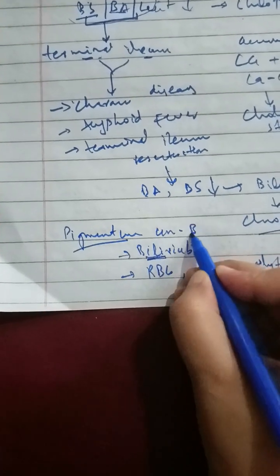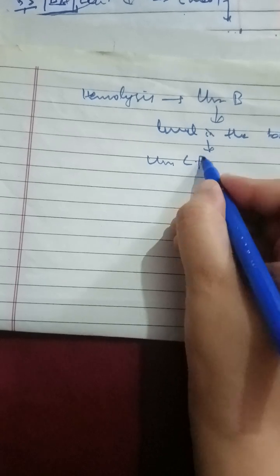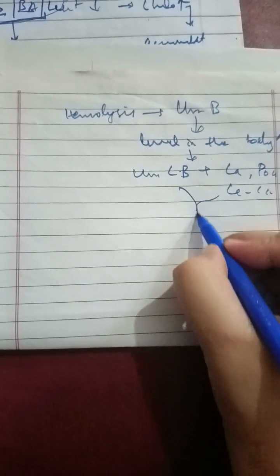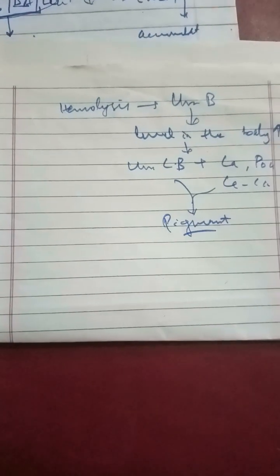unconjugated bilirubin. Hemolysis releases unconjugated bilirubin. This unconjugated bilirubin level in the body gets increased in the liver. When its level increases in the liver, this unconjugated bilirubin combines with calcium phosphate and calcium carbonate and forms stone, which is called pigment stone. This is the pathophysiology behind the pigment stone.